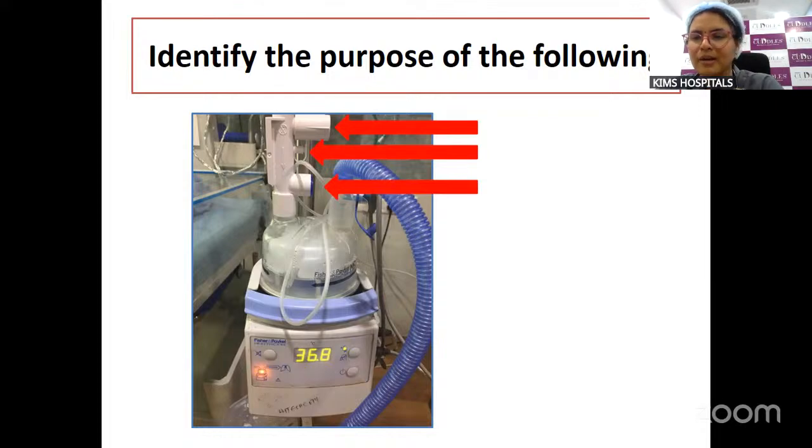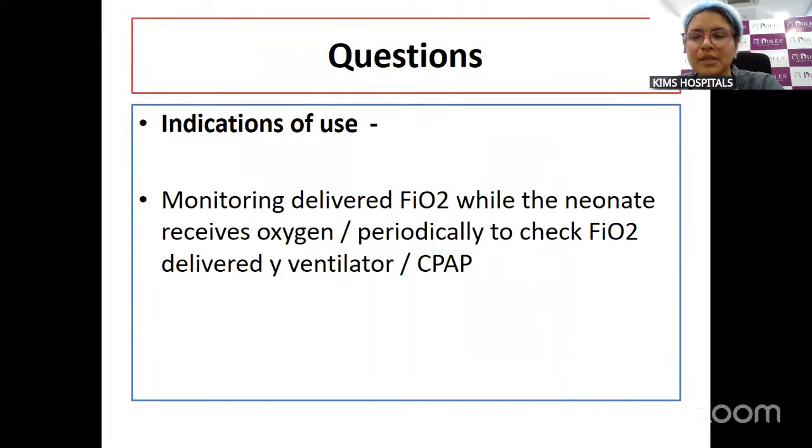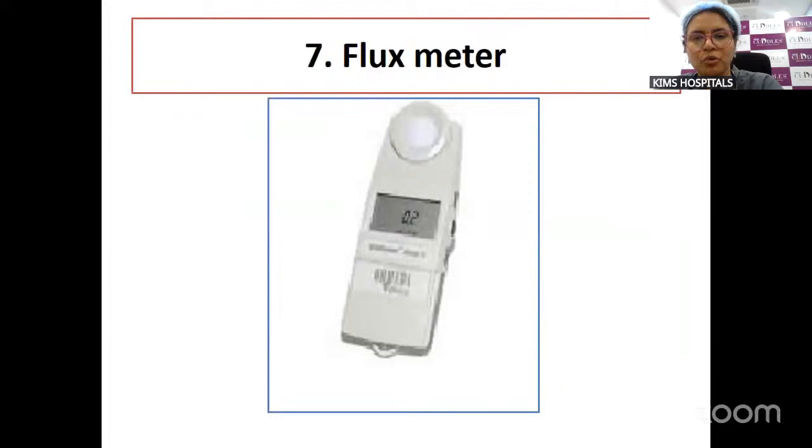There are three arrows that are indicative of these knobs here. The first knob refers to the pressure relief valve. The second knob is connectable to the pressure manometer. And the third knob is the one that is used for the connection to the oxygen analyzer. Now, the oxygen analyzer is a device that is used for measuring the delivered oxygen concentration to the baby as against the set oxygen concentration or FiO2.